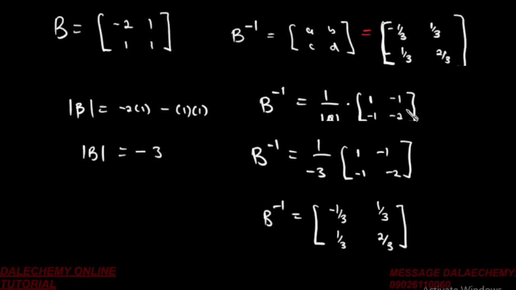So the first step, let us reiterate, is to find the determinant of the matrix. And the inverse is going to be 1 over that determinant, then times the matrix you will get when you switch the diagonal elements and you multiply the other two elements by minus 1.